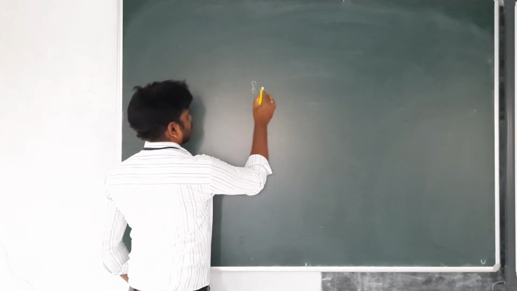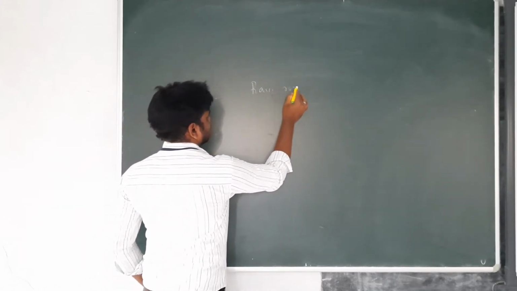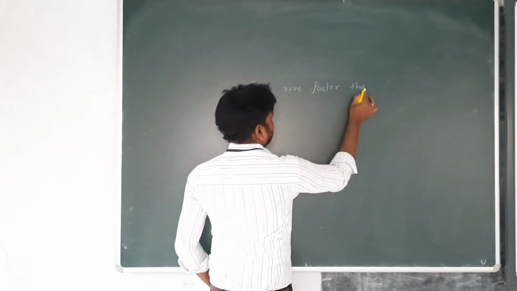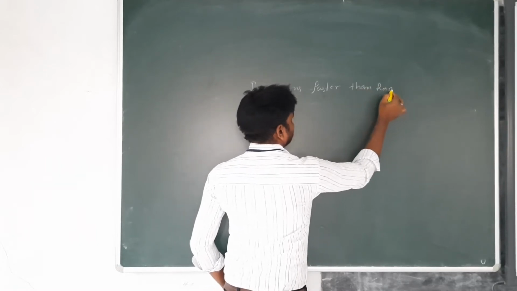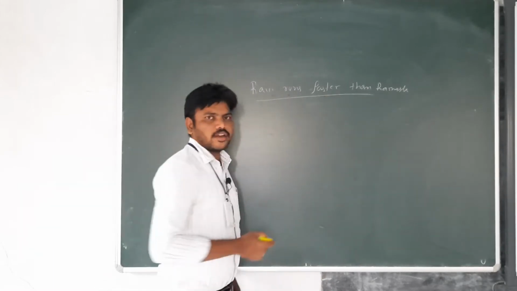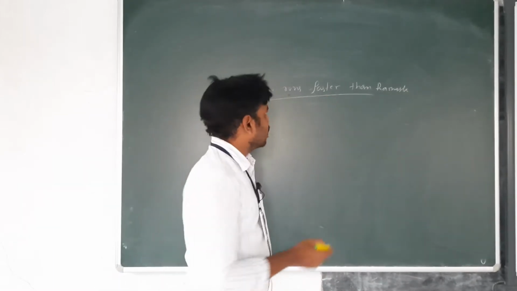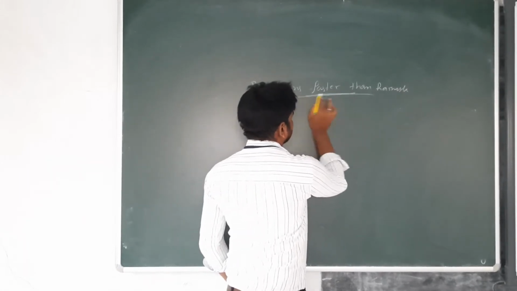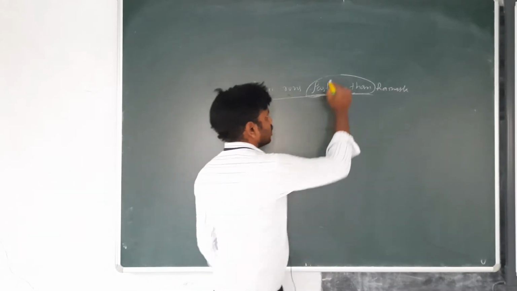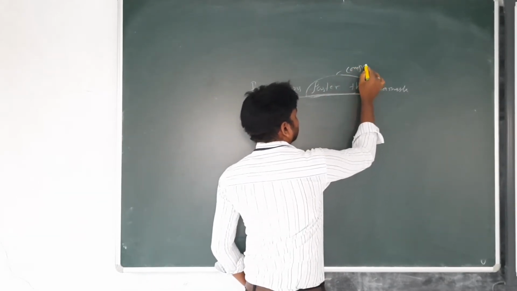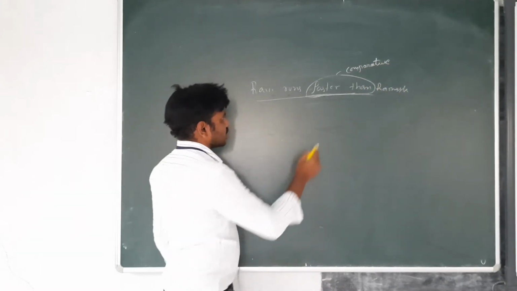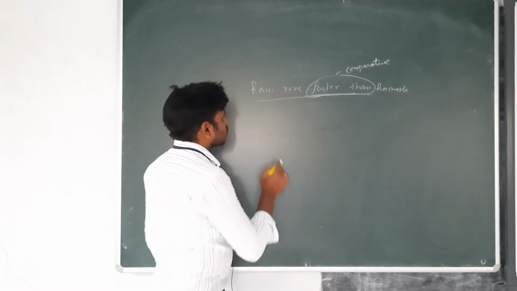Ravi runs faster than Ramesh. Faster than, what kind of degree is it? It is comparative degree, because we have this called faster than. This is a comparative degree.